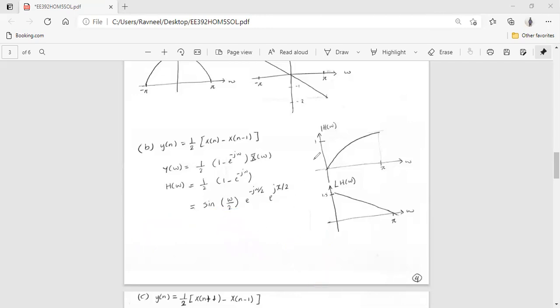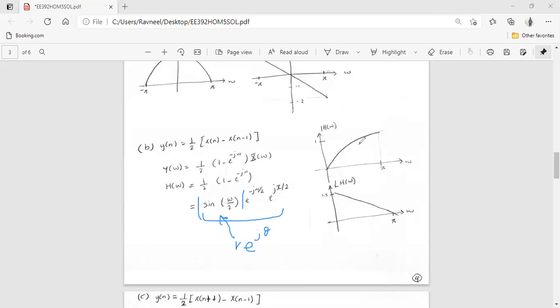So once we have this particular term, again, we just need to find the magnitude and the phase response. Again, you can see this whole term is written in the form of r e to the power of j theta. So this becomes my r, sine omega upon 2, while my theta is minus j omega upon 2 plus pi upon 2. All right. So plotting this sine omega upon 2 will result in something like this.